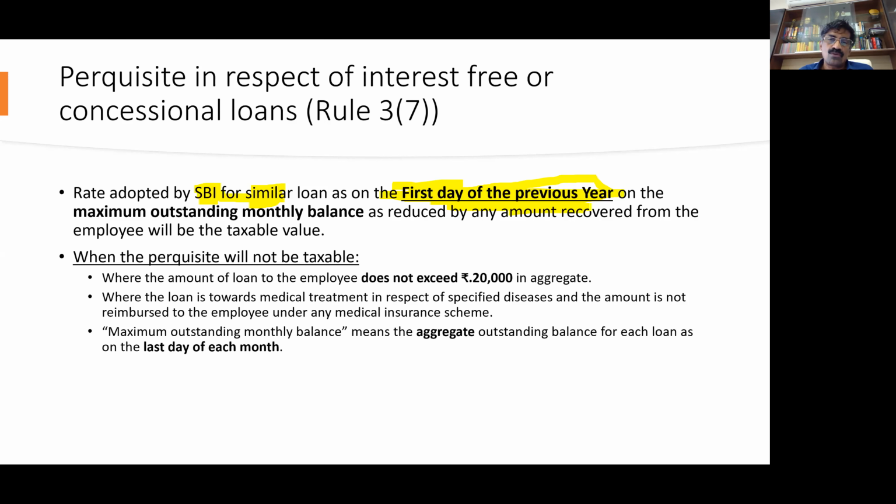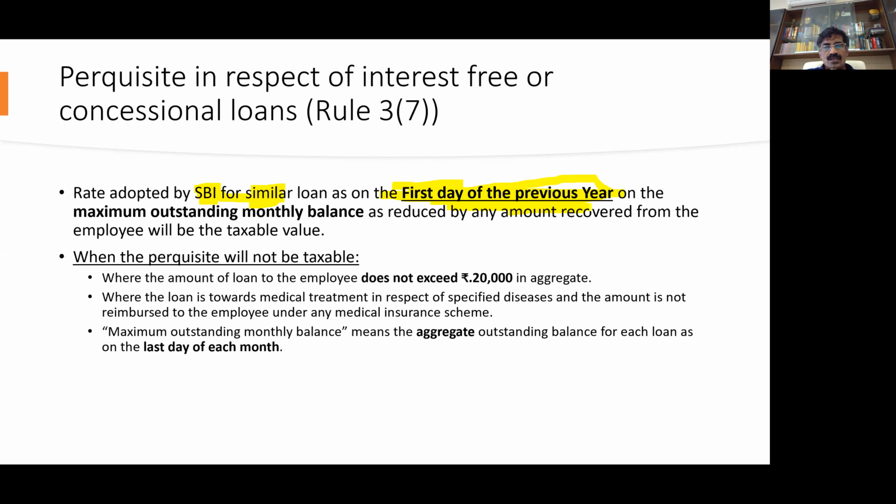What if some amount is recovered from the employee on a month-on-month basis? Because we already talked about the concept of EMI, or equated monthly installment, at the time of discussion of 24B and 80C. That possibility is also there. That could be recovery from the salary of the employee month on month, or the employee may also request, instead of recovering on a monthly basis, I'll pay once in 6 months or once in a year. It depends upon the arrangement between the employer and the employee.